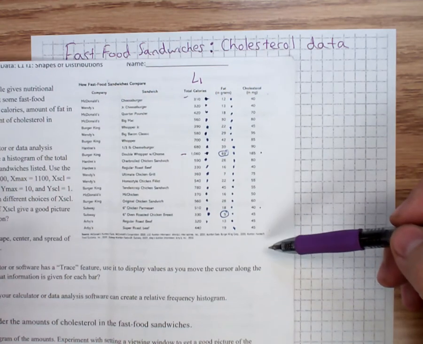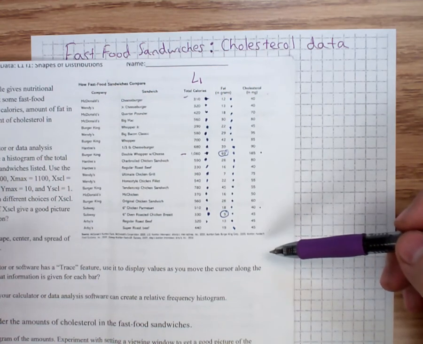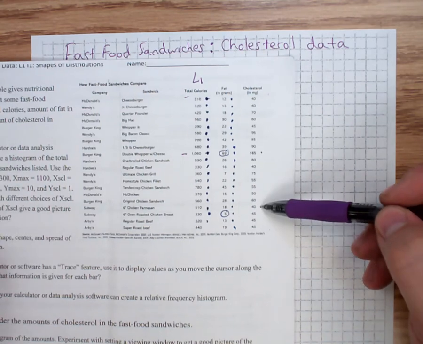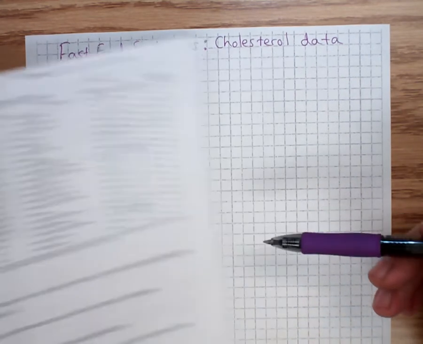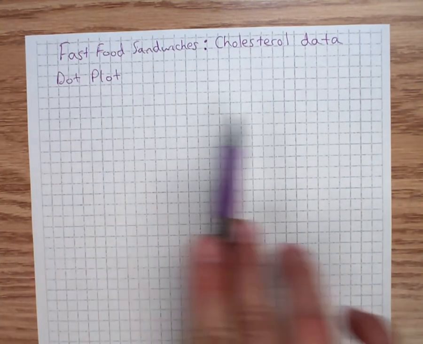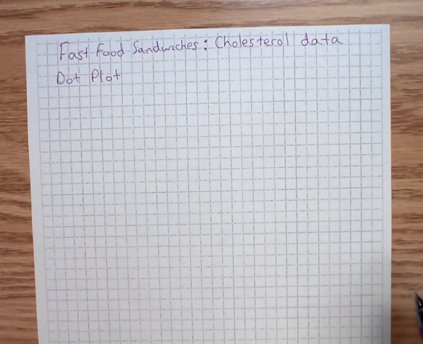All right, has everyone found the lowest amount? Yes, sir. And that is 40. 40, I agree. And the highest amount is? 95. So our dot plot, which is basically a number line, is going to have to go between those two numbers, right?